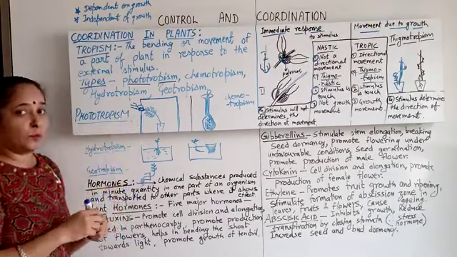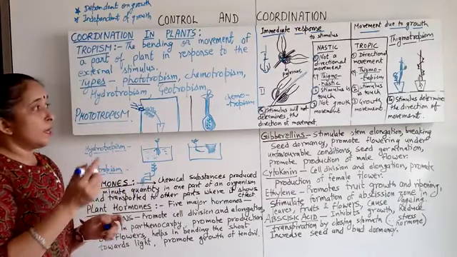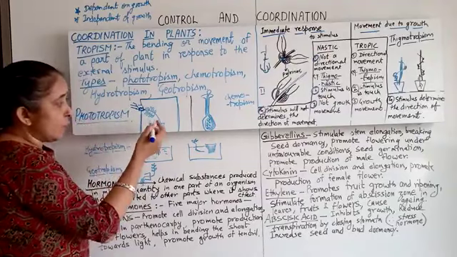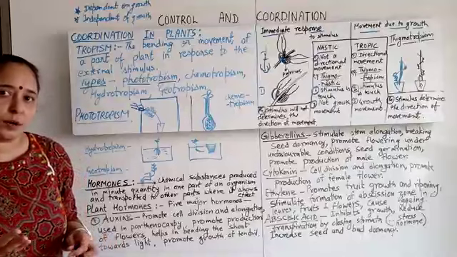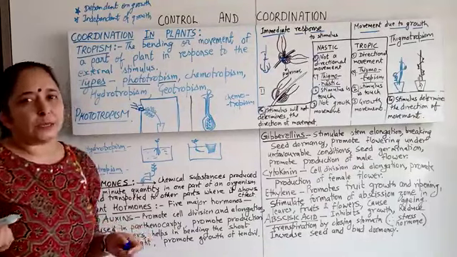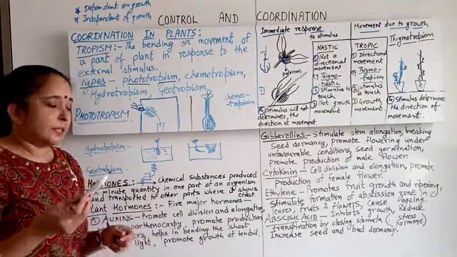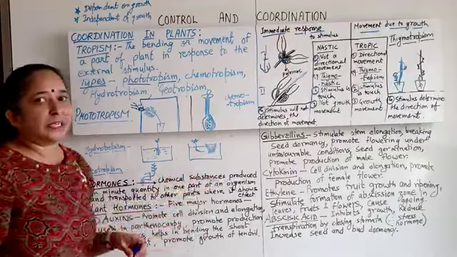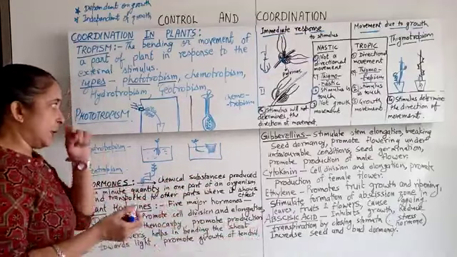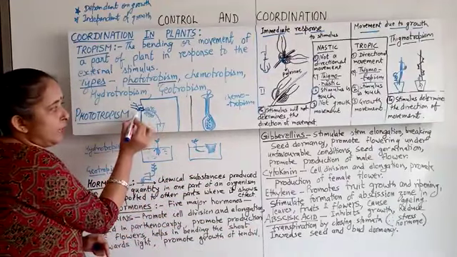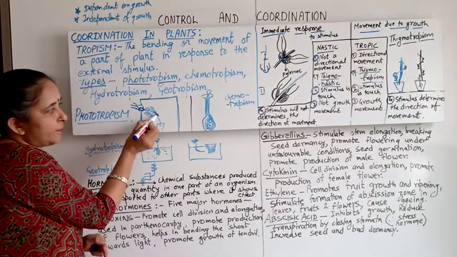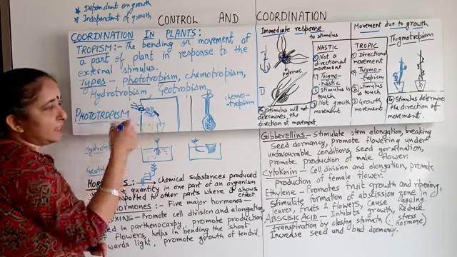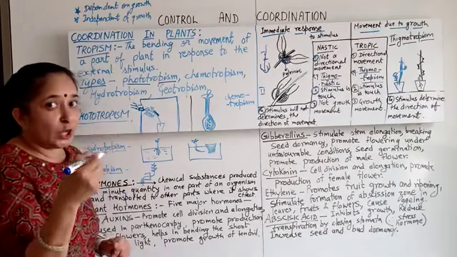Now here also the movement is a growth movement. Why? Later on I will tell you the function of each and every type of hormone. However, there are 5 major types of hormones in plants: auxin, cytokinin, gibberellin, ethylene and abscisic acid. So what happened here also? Light is coming from here, so on the opposite side of the stem, the auxin will come and start the cell division and cell elongation.